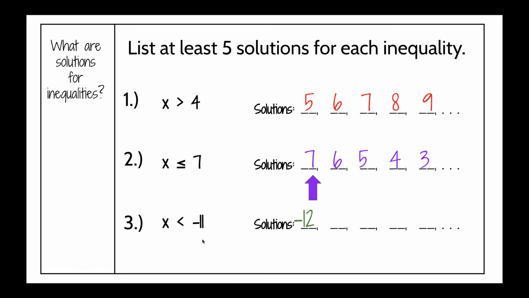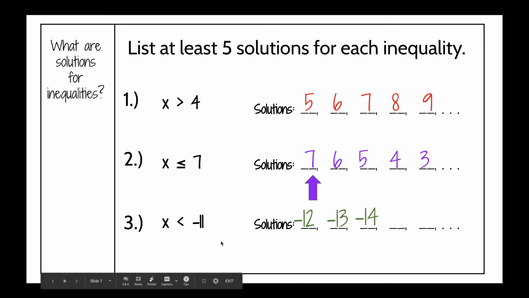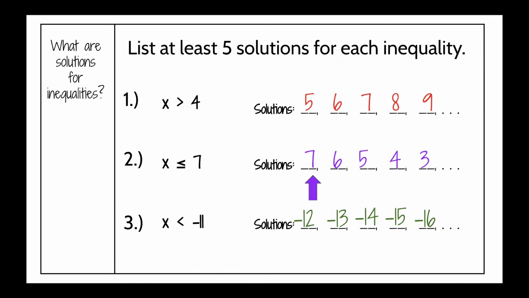Negative 12. If I plug in negative 12 for x, is negative 12 less than negative 11? Yes, it is. What would be another one? Negative 13, negative 14, negative 15, negative 16. There's an infinite number of rational numbers that I could plug in for x, but they have to be less than the negative 11. That's what I'm relating it to. So when it comes to thinking about solutions for inequalities, we're taking values and we're substituting them in for the variable and making sure that it's an appropriate value to what the inequality symbol is saying.